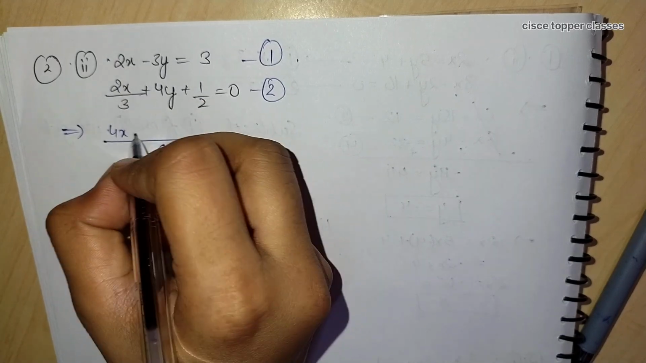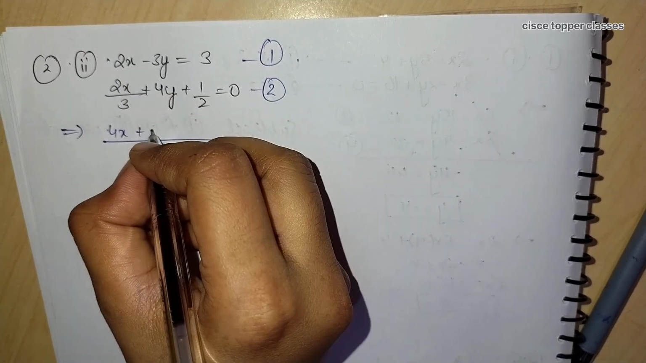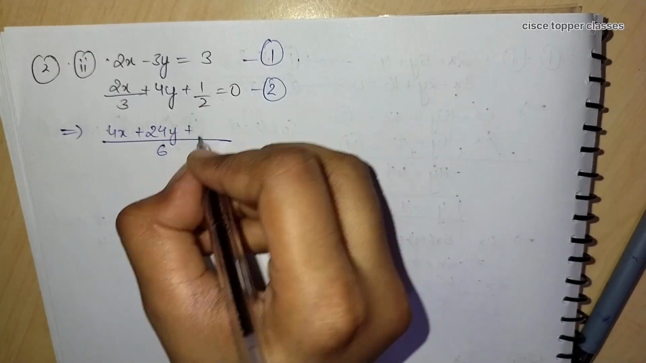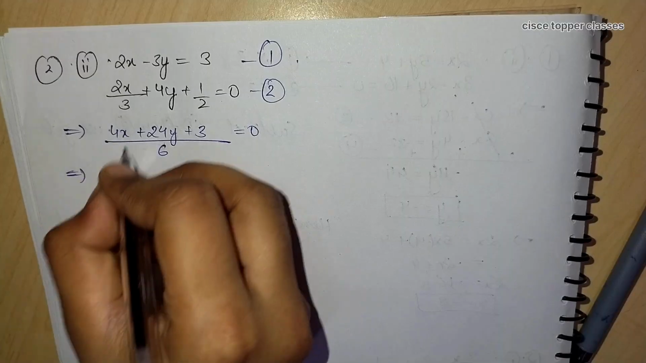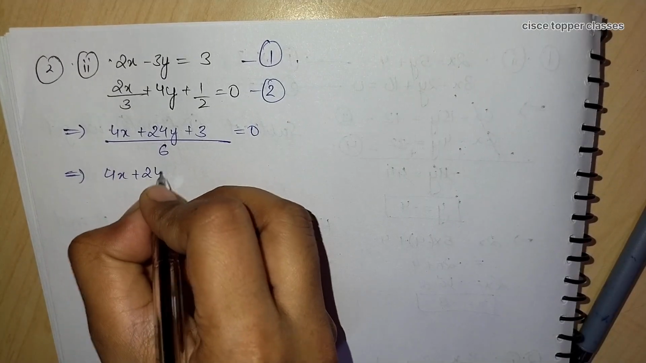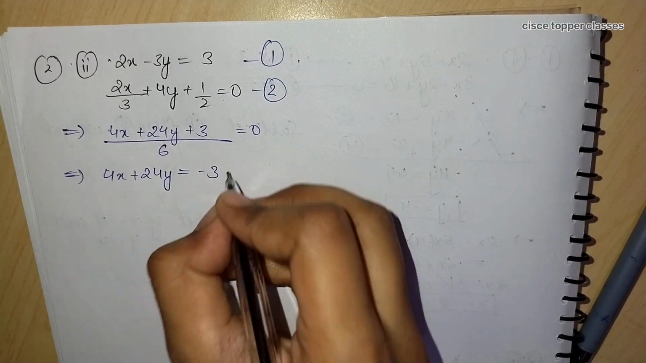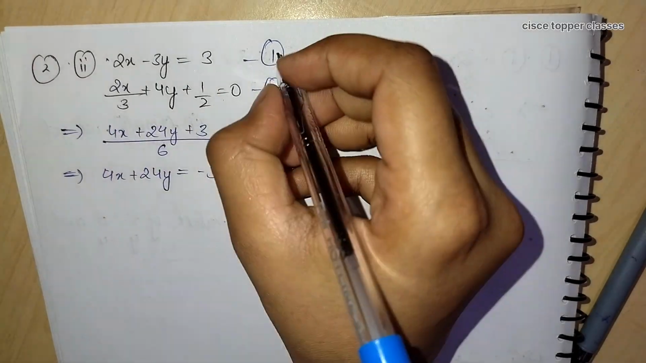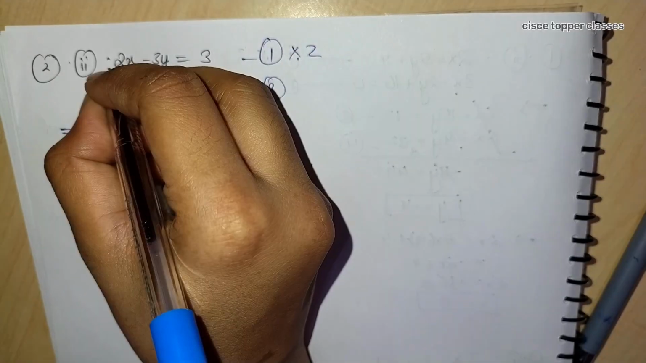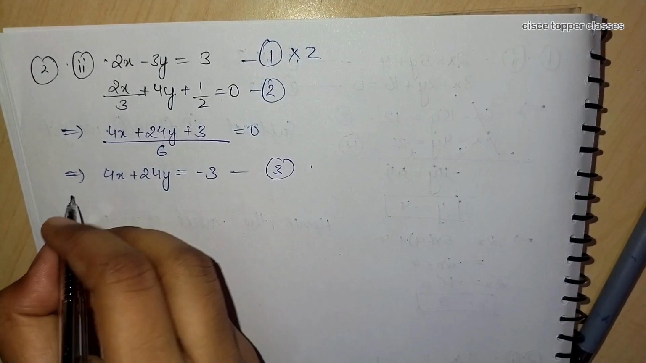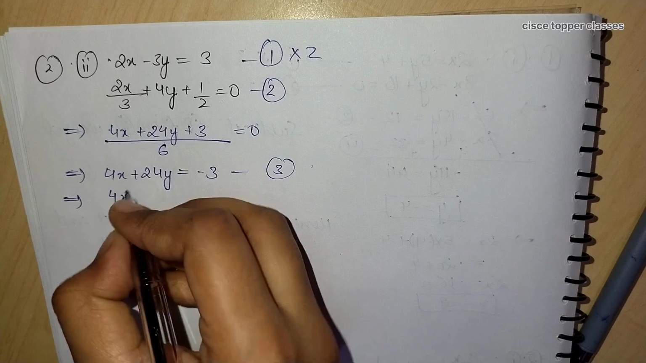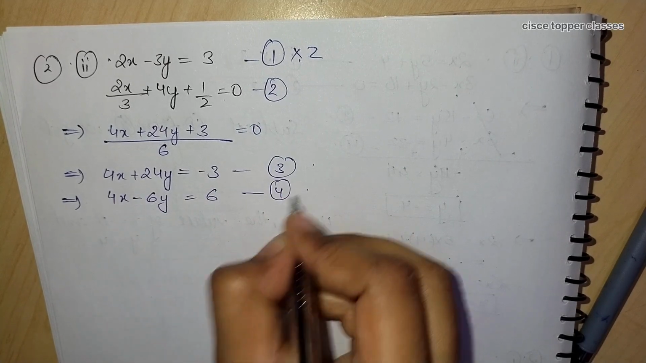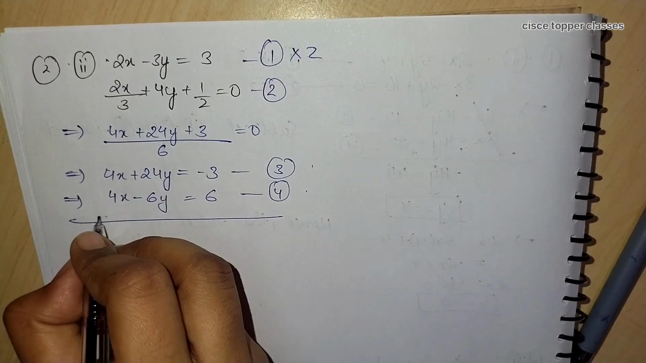So we can write it as 4x plus 6 into 4 as 24y plus 2 into 3, equal to 0. On solving this part, we can write it as 4x plus 24y equal to minus 3. Let it be the third equation. Now we can multiply the first by 2 to form 4x, and on subtracting we'll cancel out that part. So let us write it as 4x minus 6y equal to 6. Let it be the fourth equation, and let us subtract the third and fourth equations.